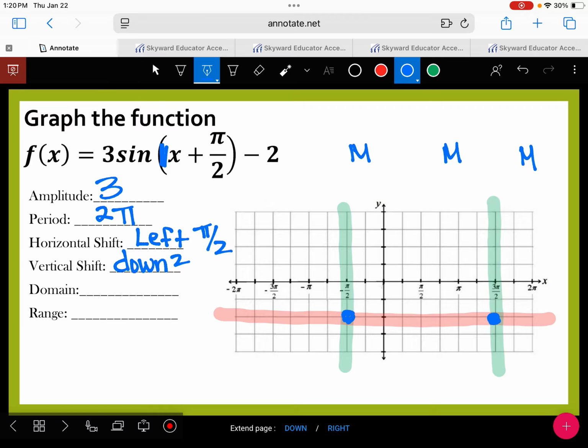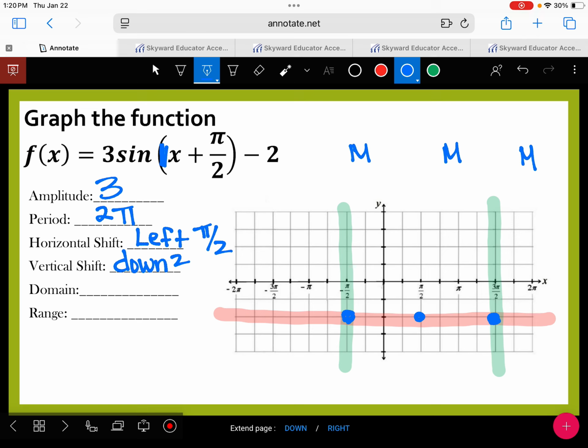What angle is directly in the middle of my 2 green walls? Kamaya said pi over 2. Who agrees that it's pi over 2? Yep, so I can put a point right here in the middle. I already got 3 points.